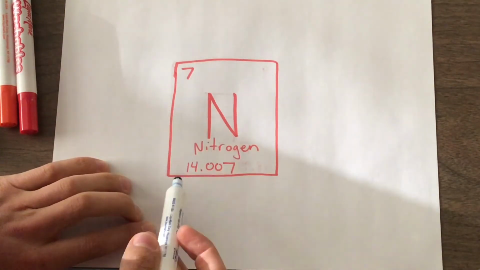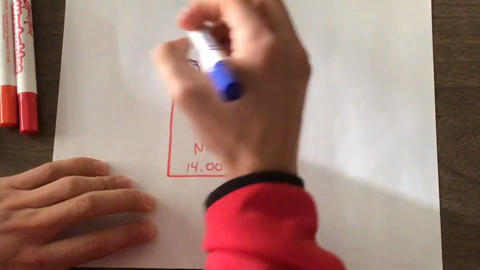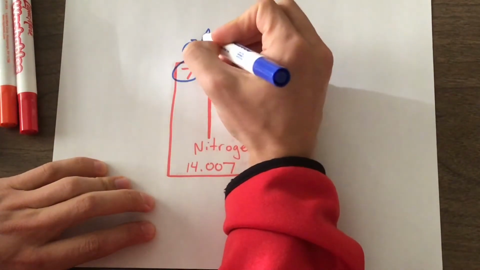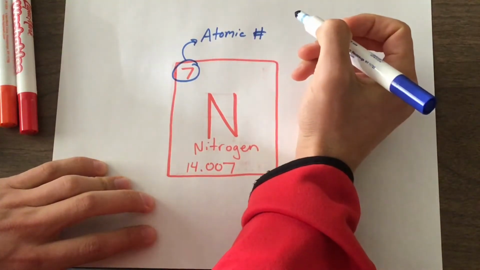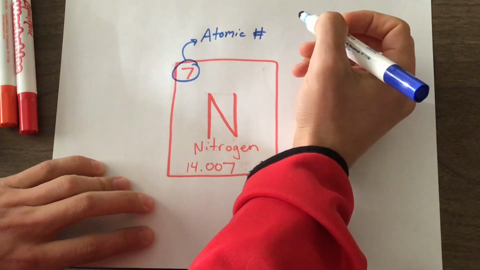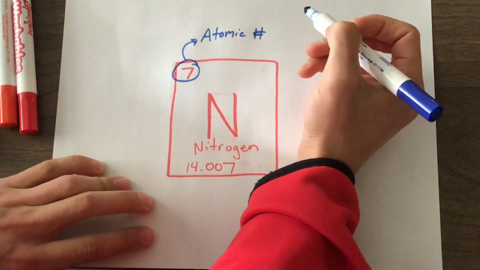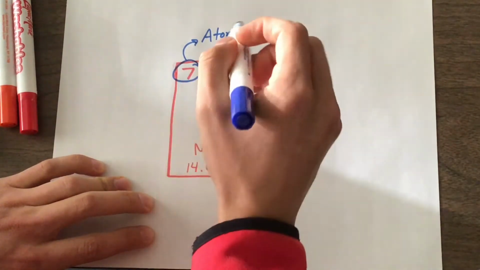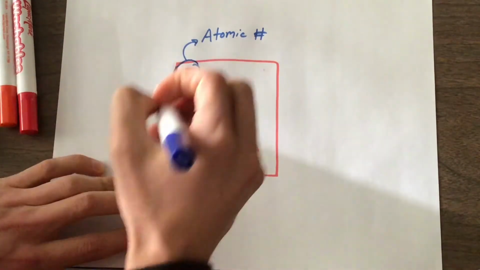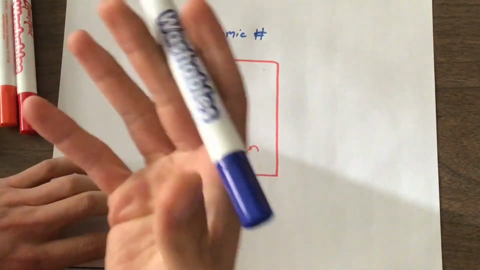But what's this 7 here? What's this 14.007? This 7 up here is known as the atomic number. Very important. It's like a jersey number. In sports, everyone on the field has just one jersey. You can't have people having the same jersey, correct? So this 7 lets us know that there are 7 protons in the nucleus for this element's atom.